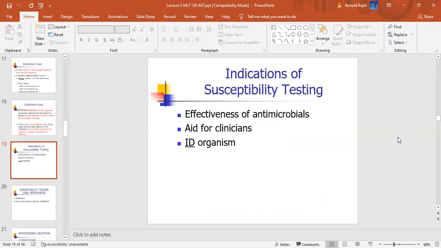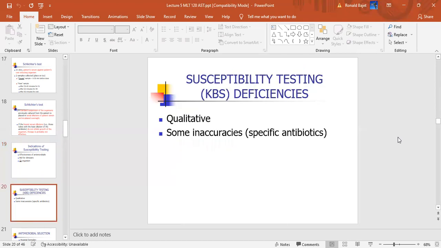We actually talked about these three when I asked about it before lecture. Make sure you know this for your quiz. So asterisk this slide. The three indications for susceptibility testing: you want to see how effective your antibiotics are, you want to help the clinicians make a decision on which antibiotics are best to use, and you also want to identify the organism. That's why you do susceptibility testing. Okay, make sure you know that slide.